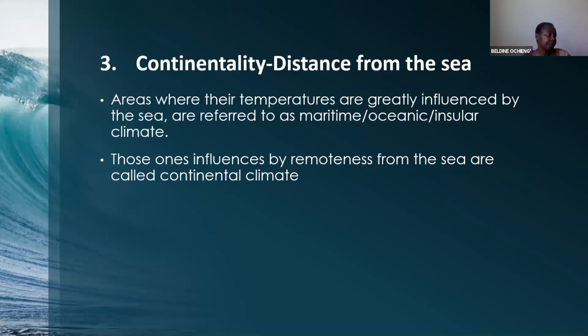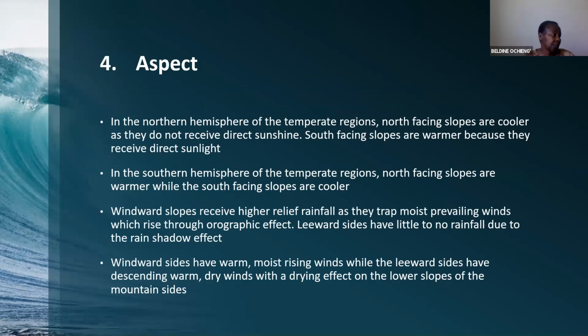The fourth one, aspect. This one is mainly common in the temperate areas. However, even in the tropical regions, we'll be talking about the windward side and leeward side of the mountains. So aspect in relation to the side of the mountain facing the sun. In the northern hemisphere, this one should never leave our minds. Our brain should just store it completely.